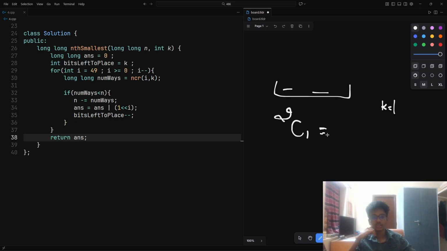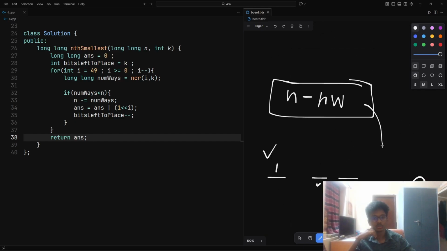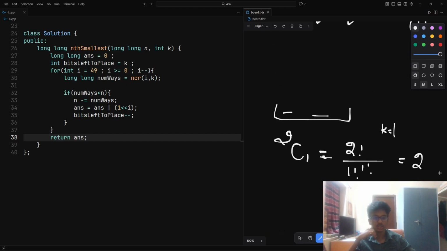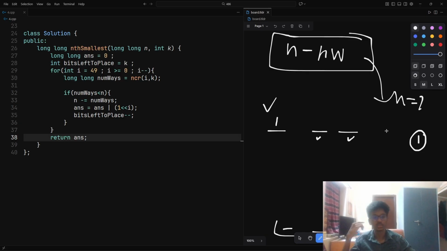2c1. Does it give me enough number of ways? 2c1 is equal to 2 factorial by 2 minus 1 factorial, which is 1 factorial, and 1 factorial, which is equal to 2. Fine. I needed two number of ways, which is my current n equal to 2. And this 2c1 gives me 2. That means I have enough number of ways.